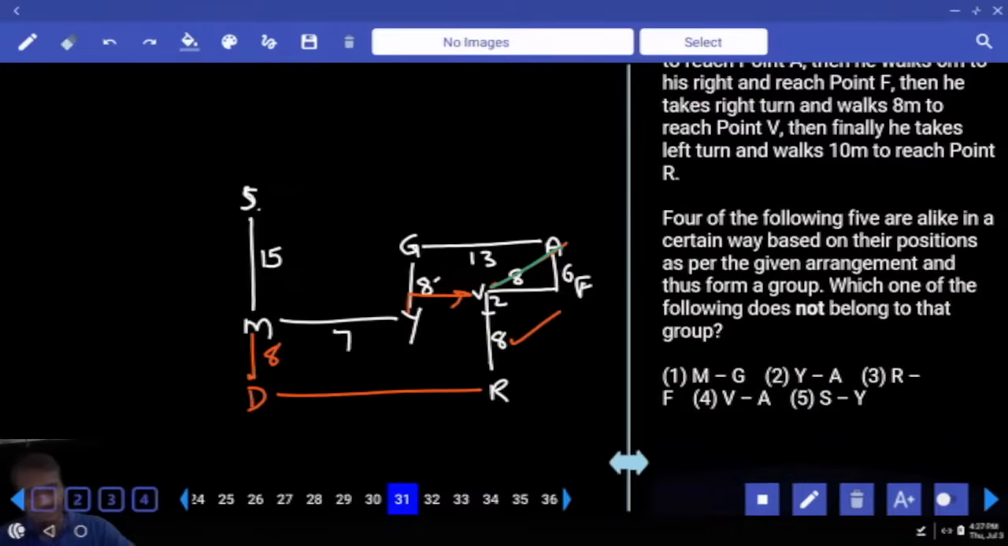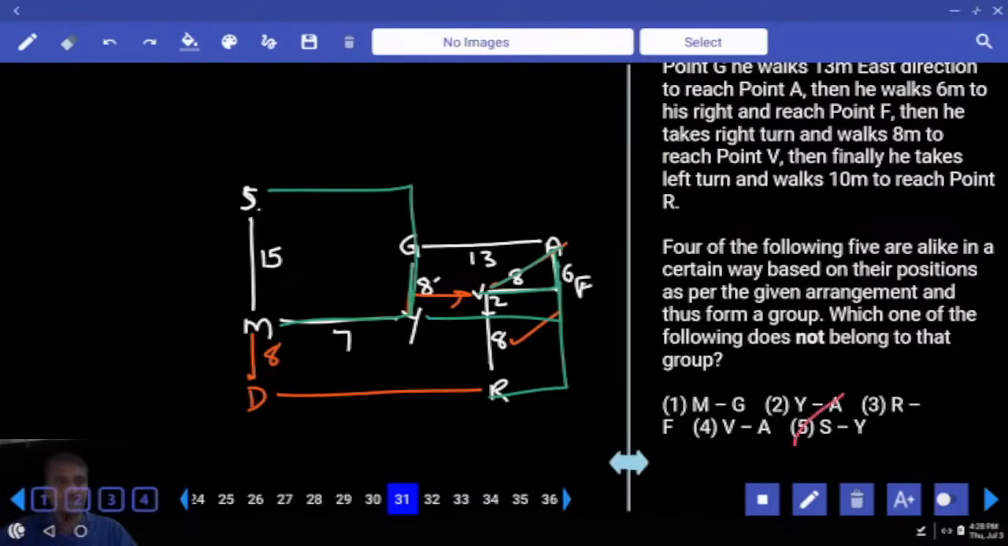Then 31. Odd one out. M and G. M is to the southwest of G. Y and A. Y is to the southwest of A. R and F. R is to the southwest of F. V and A. Now V is to the southwest of A. And S and Y. Where is this S? S is to the northwest of Y. Hence except choice 5. In the remaining choices, the first point is to the southwest of the second point, unlike choice 5. Question number 31, choice 5.